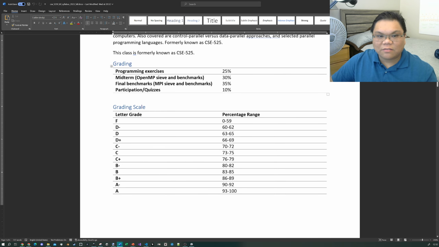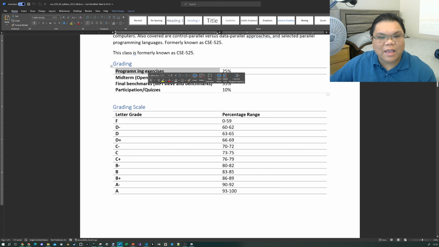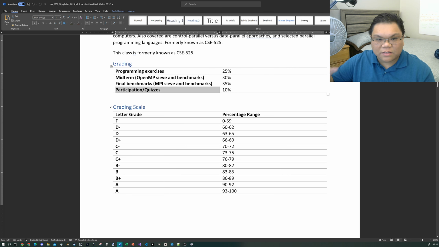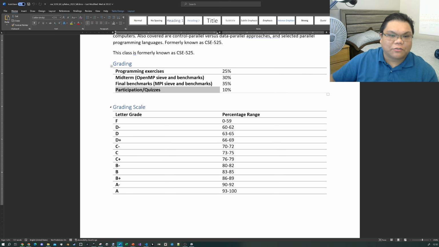So here's the grading scale. Well, we're mainly going to be looking at programming assignments. I have details regarding the midterm and final, and there's a fourth category of assignments that I refer to as short answer questions. This is the main way I take attendance, actually.